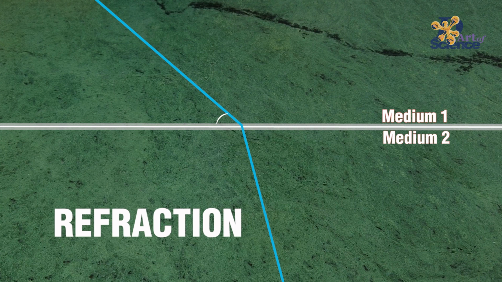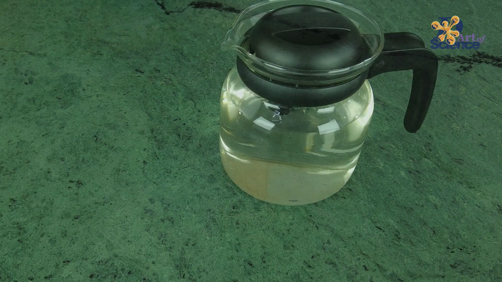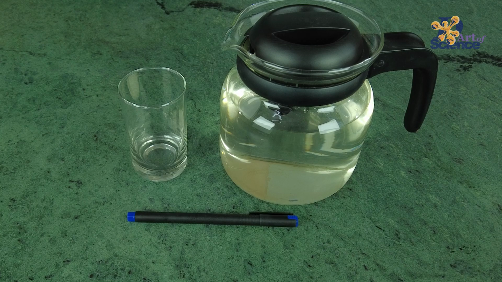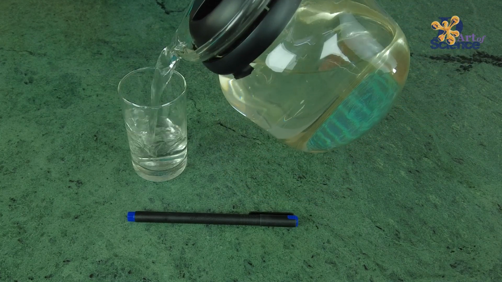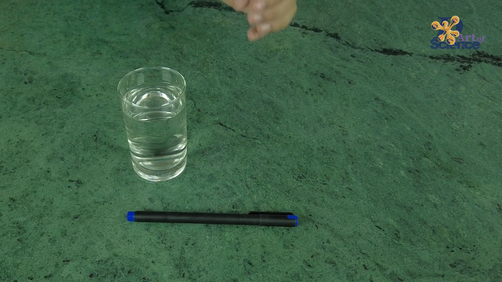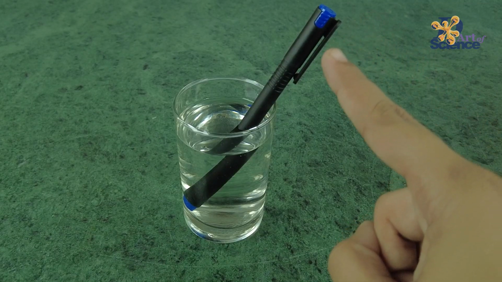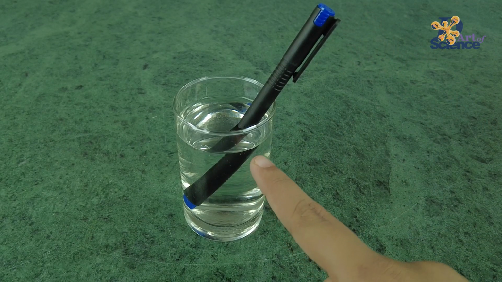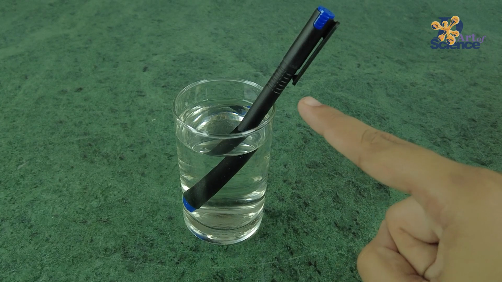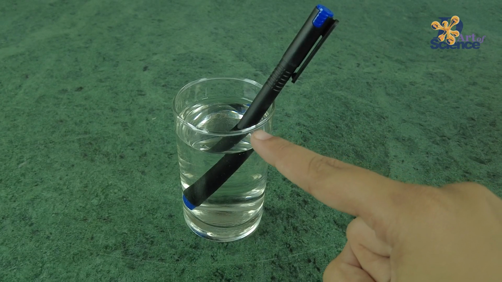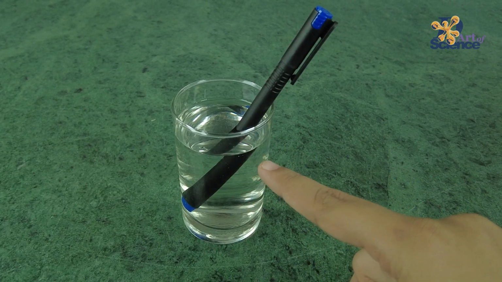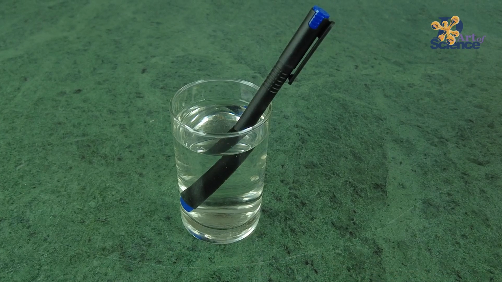Let's understand this with an experiment. All you need is some water, a glass, and a pen or a pencil. Fill the glass with water and put the pen inside. And now observe this. You see, it appears as if the pen has bent while traveling from air to water. There is a break right here in the middle. And this happens because of the bending of light.